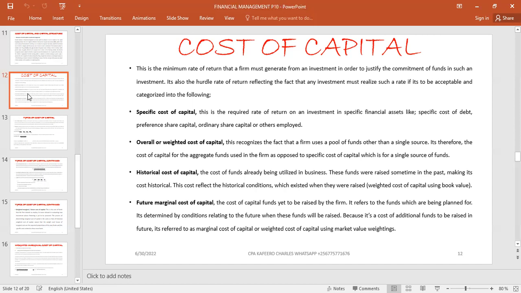So those are some of the categories of cost of capital, and we are going to look at each of them in detail in regards to the capital structure, what is contributed within the capital structure, and we try to look for the required rate of return, the RRR, for each source of fund that has been invested in the business.